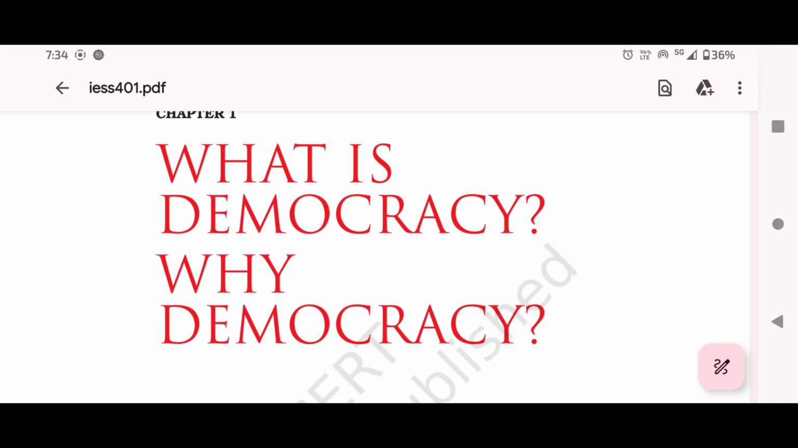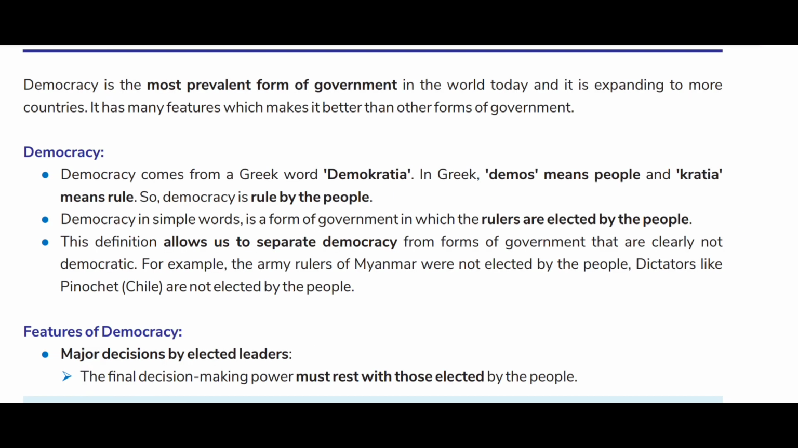Today we are going to read class 9th standard Civics chapter 1, What is democracy and why democracy. This video is the summary of this whole chapter. Okay, let's start. In the previous chapter we already read that democracy is the most prevalent form of government in the world today and it is expanding to more countries. It has many features which make it better than other forms of government.